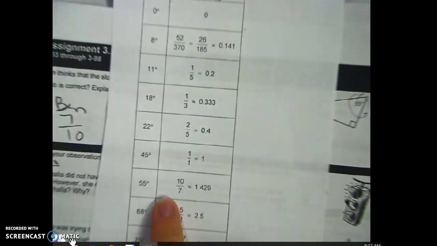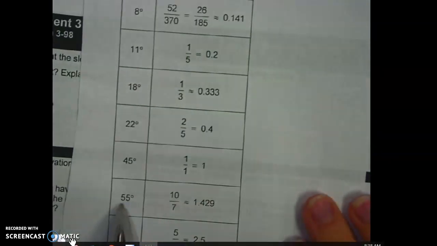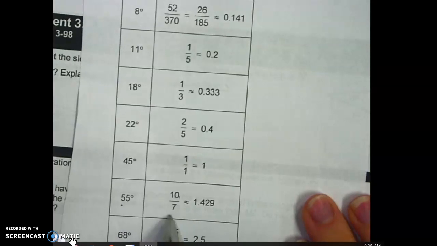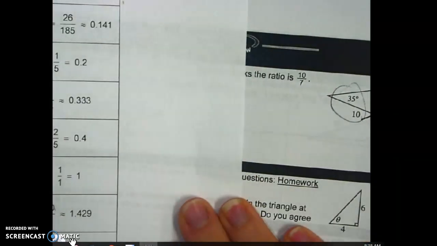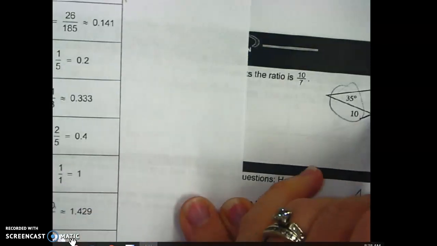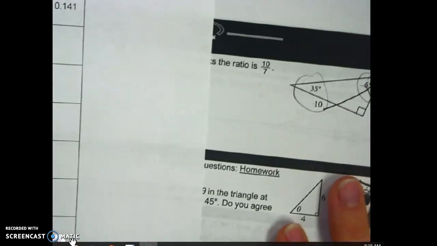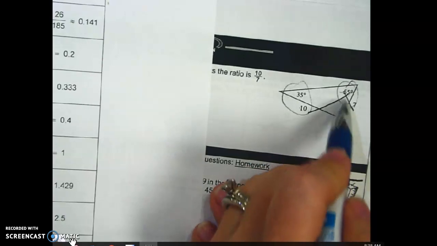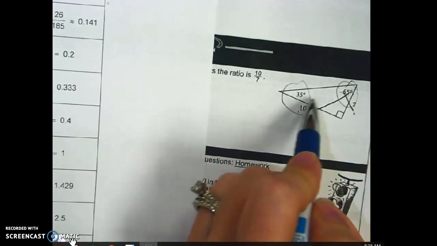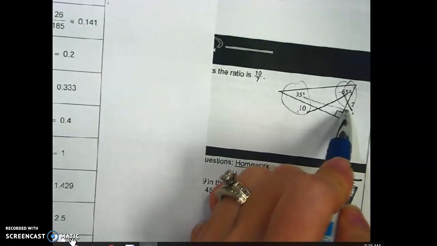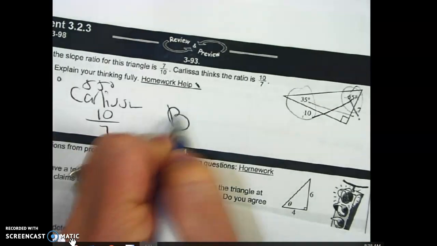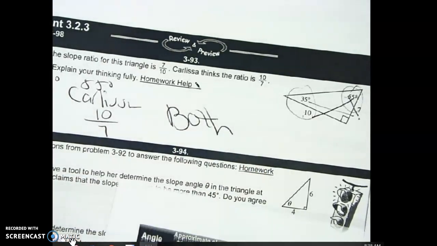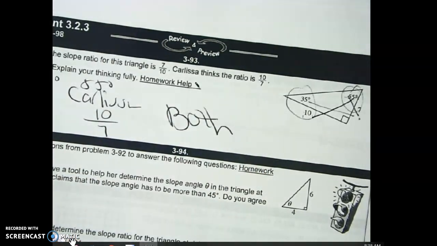I see 55 right there. So the ratio for 55 is 10/7. So let's look. 10/7. Okay. But that means if the ratio for 55 is 10/7, then the ratio for 35 is 7/10. So he's saying it for the 35 degrees and she's saying it for the 55 degrees. So they're both right. Okay.